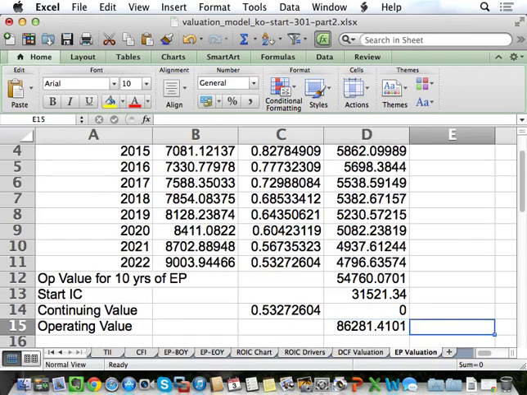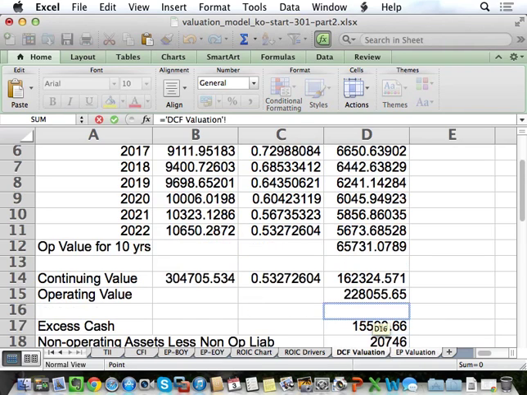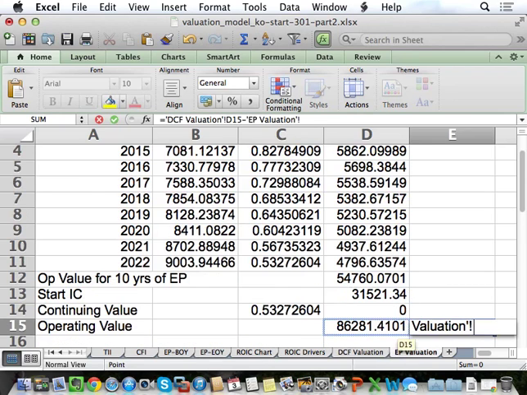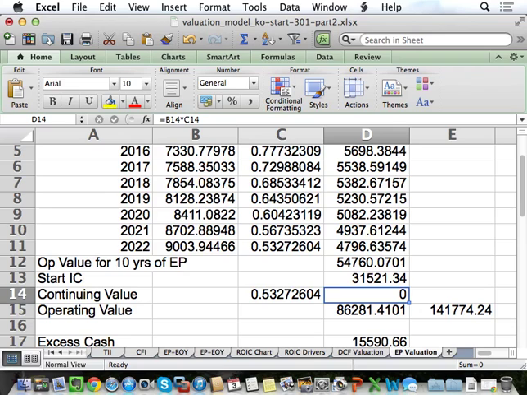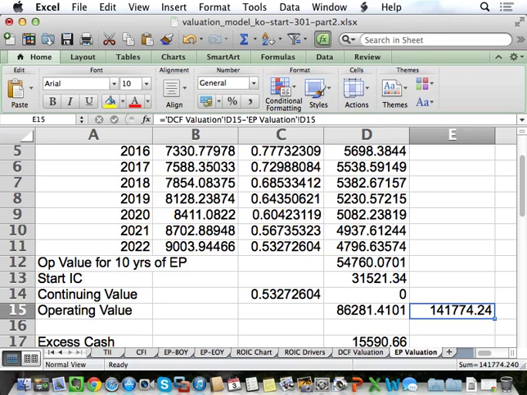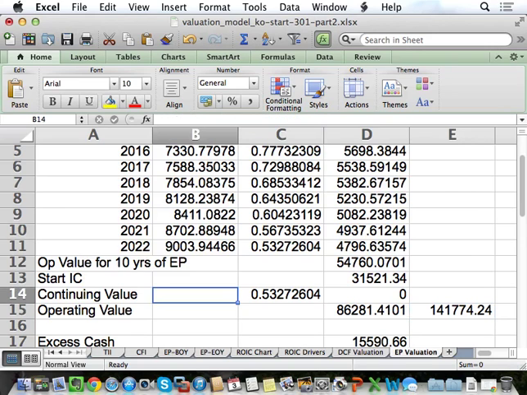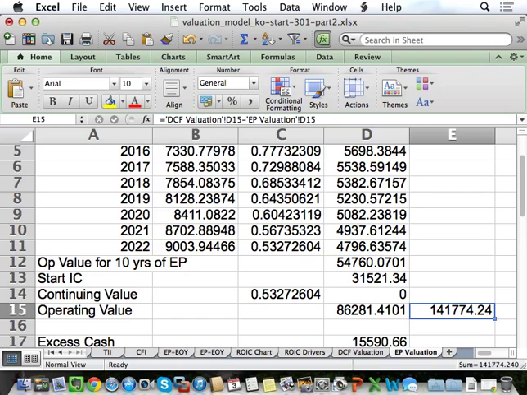So basically, the number that I'm shooting for is, in the DCF, we came up with this operating value. In the EP, we have this current operating value. So if I subtract it, basically I'm off by 141,774. So I need for this number to be 141,774. I just took the operating value off the DCF tab and subtracted the operating value off the EP tab, because eventually the difference between the two needs to be zero. Right? So when I put in my continuing value for economic profit, it's going to have to come up with essentially that number so that the difference between the two valuations is zero. They have to be exact.